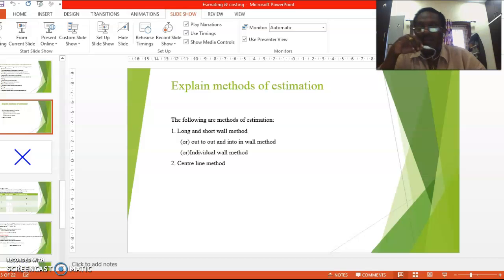In this slide, we are going to study the methods of estimation. Explain methods of estimation. The following are the methods of estimation. Number one, long and short wall method. It is also called the out-to-out and in-to-in wall method, or individual wall method. Number two, center line method.